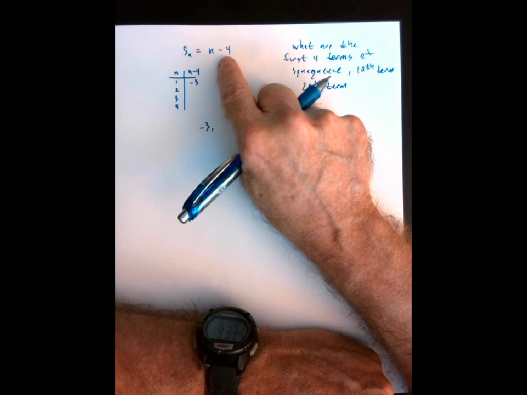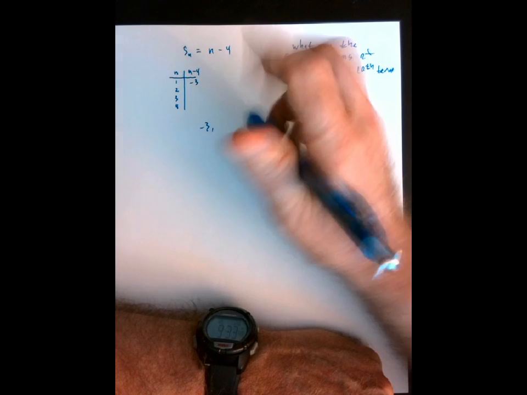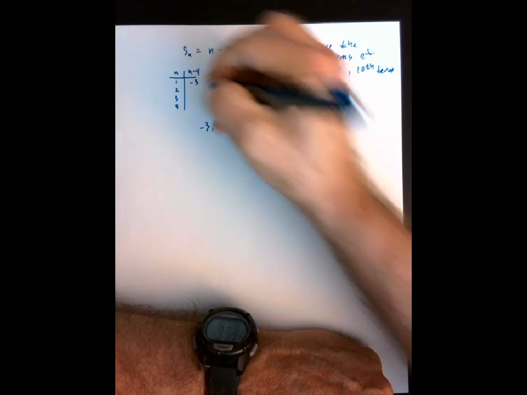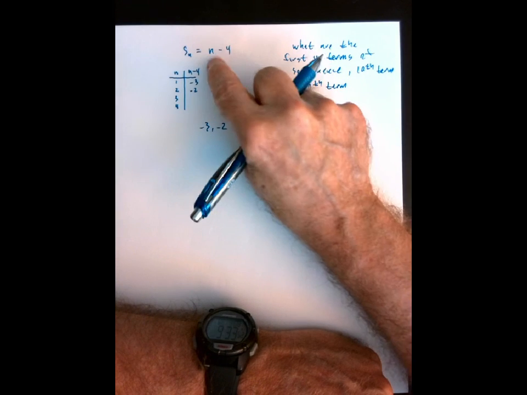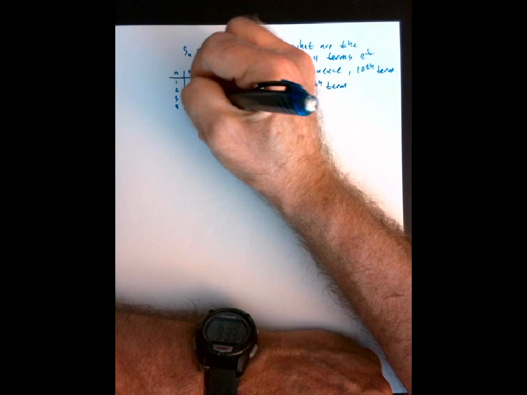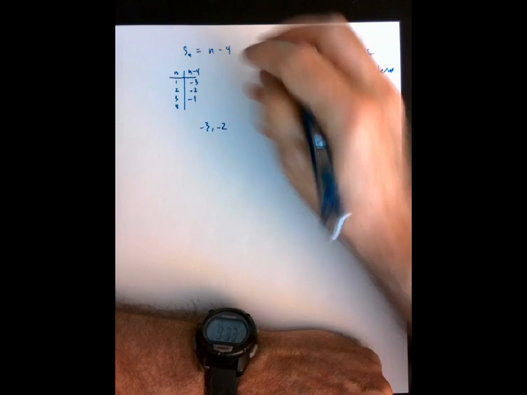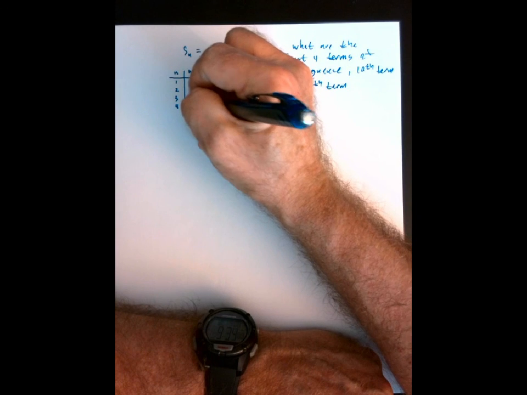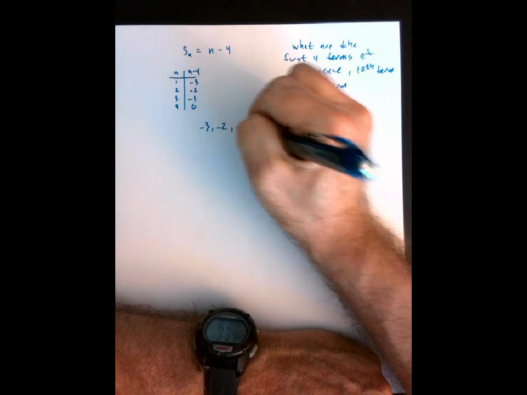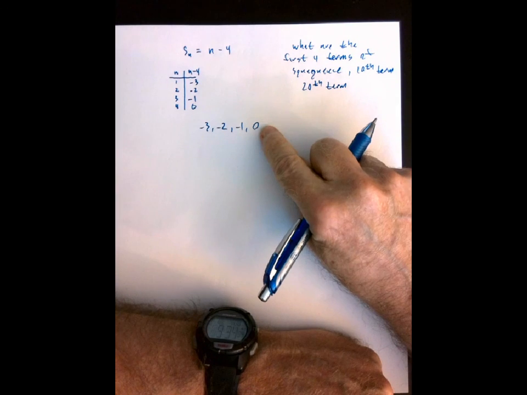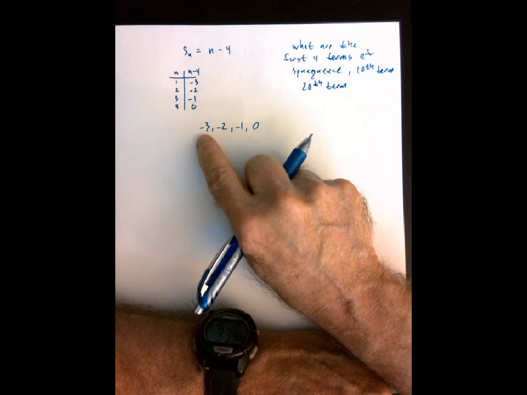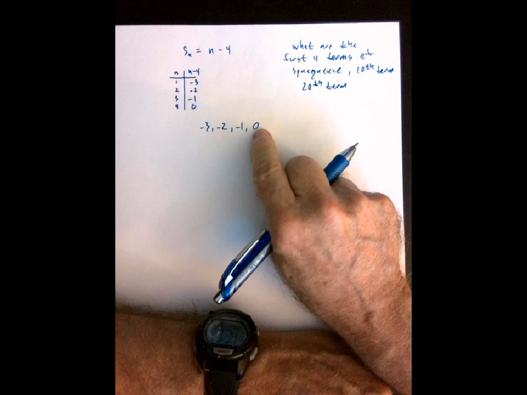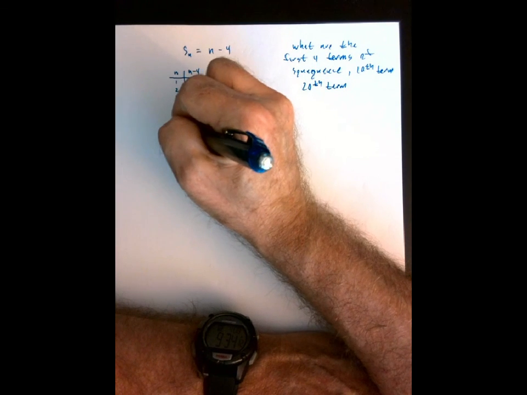2 minus 4 is negative 2. Okay? 3 minus 4, negative 1. 4 minus 4, 0. So these are, as you can see here, the first 4 terms in the sequence. The first term, the second term, the third term, the fourth term.